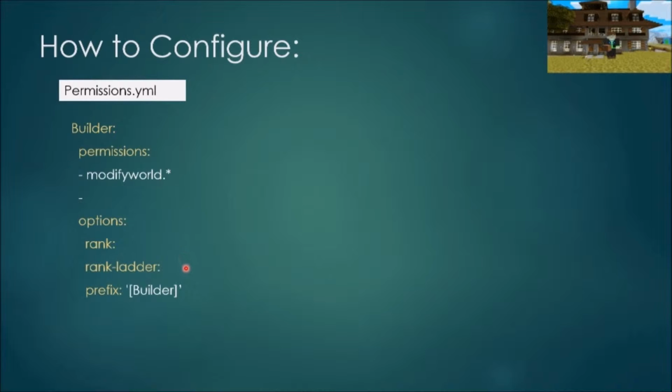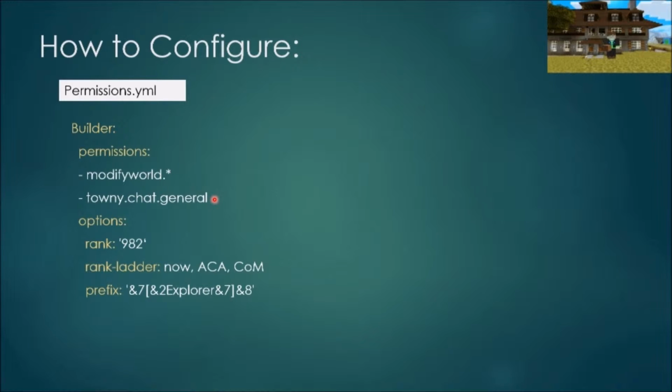You'll then of course have your usual bits and pieces here, your ranks, maybe a rank ladder as well. And in this case we're looking at the prefix. Here we've called it builder. Now just to give you an example of how I've got it set up on my own server, here's another example of another permission.